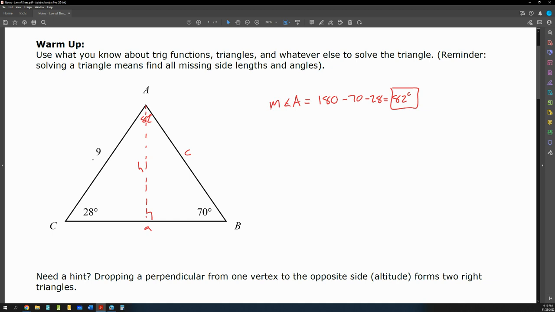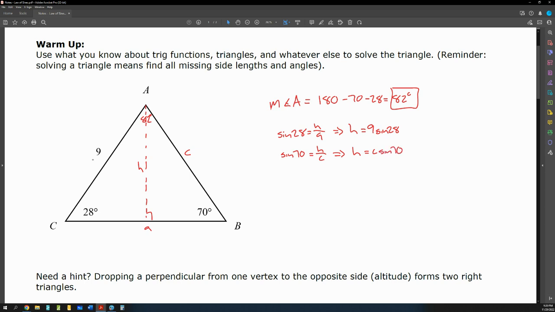If I have opposite and hypotenuse, I can set up a sine equation. So the sine of 28 is equal to the opposite over the hypotenuse. Solving for h, multiplying both sides by 9, we get h is equal to 9 times the sine of 28. I also notice that we can do the same thing on the other side. The sine of 70, angle B, is equal to the opposite, again the height, over the hypotenuse, c. That gives us another equation, and solving for h, h is equal to c sine of 70.